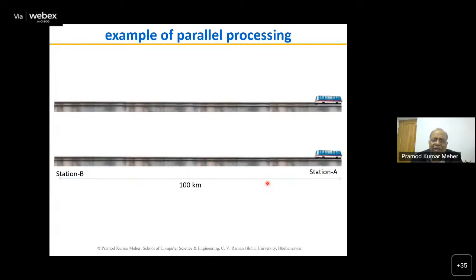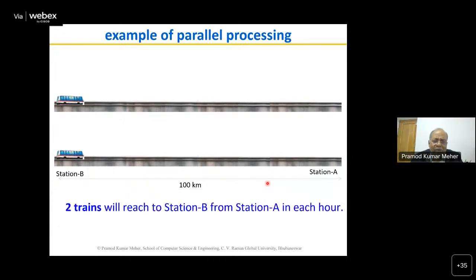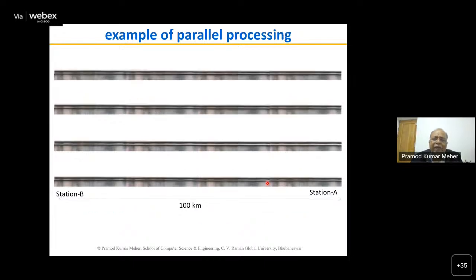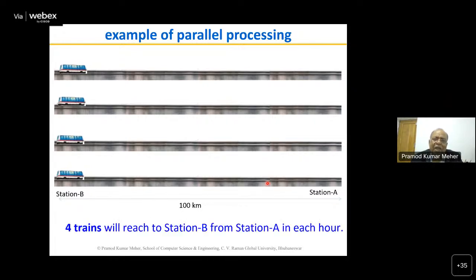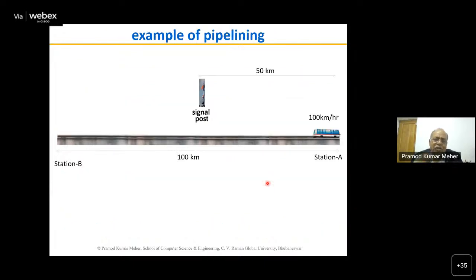If you have 2 tracks, you take 2 trains like this, and now 2 trains per hour can go. So double the number of people can go from station A to station B. If you have 4 trains like this, and you can run 4 trains in parallel, then 4 times as many people can go from station A to station B every hour. So there you require 4 tracks.